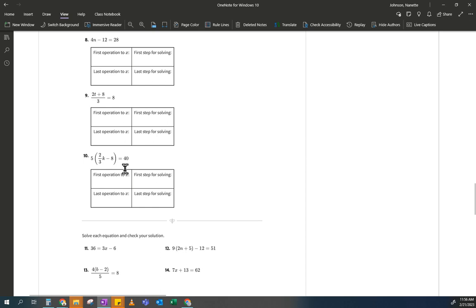So here's my equation. So it goes 5 parentheses 2/3 k minus 8 equals to 40. And some of you are really intimidated by that fraction. Don't worry. In equations, they're actually not as bad. They're a little bit more kind to deal with in equations than just adding, subtracting, multiplying, and dividing them, right?